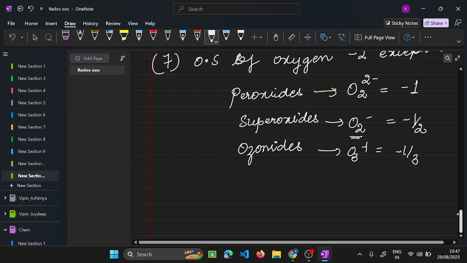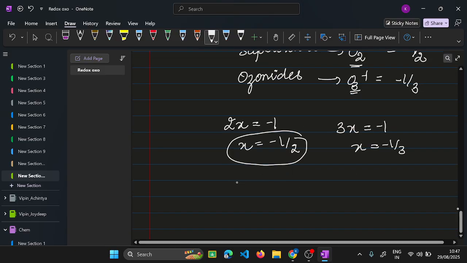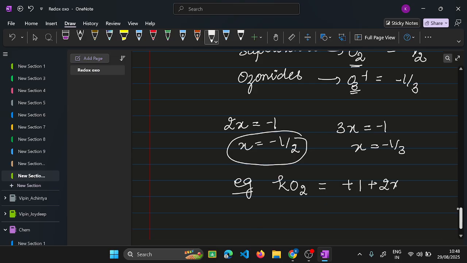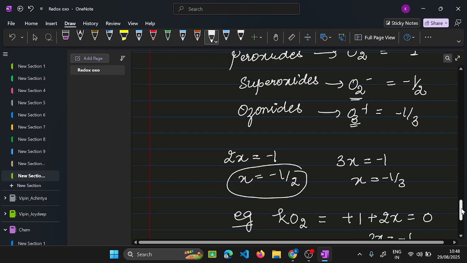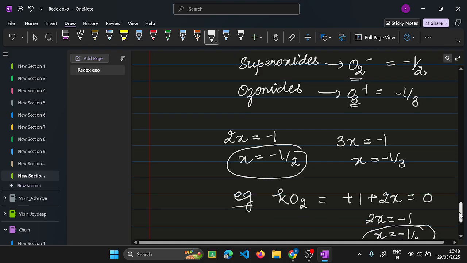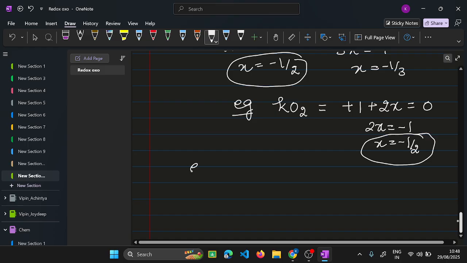Suppose I have to find the oxidation state of this. So I will take 2x equal to -1. So x will be minus half. 3x equal to -1. It is -1 by 3. Let's take an example of compound. Let's take the example of KO2. I have to find what is the charge on oxygen. Charge on potassium is +1. Charge on oxygen is 2x, total equal to 0. So 2x equal to -1, x equal to minus half. Any doubt? So we're taking the average charge on every oxygen atom. Any doubt in here? No.